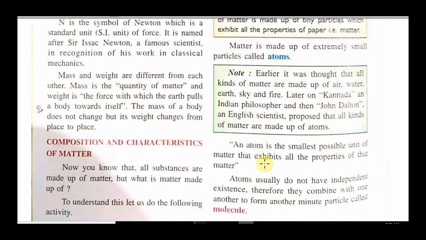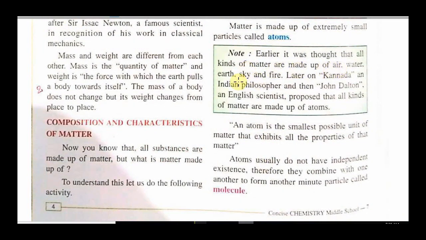Earlier it was thought that all kinds of matter were made up of air, water, sky, earth and fire. Later on, Kanada was a rishi or a discoverer, which is called sadhu or philosopher in Hindi. This was an Indian philosopher, and then English scientist John Dalton proposed that all kinds of matter are made up of atoms. So we can define an atom as the smallest possible unit of matter that exhibits all the properties of that matter.